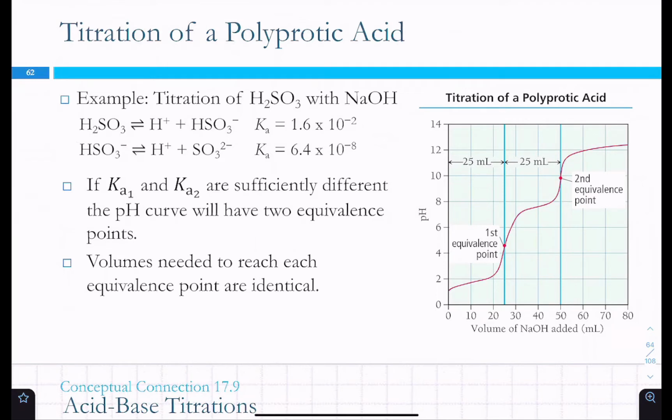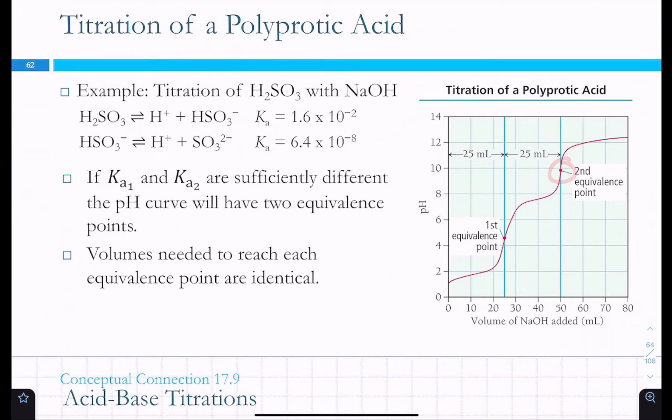Because it happens like this, think about the amount of base you have to add to get to the first equivalence point. If we take all of our H2SO3 and remove one proton from all of those, that's how much it takes to get to the first equivalence point. We still have the same amount of SO3 ions, but now they all just have one proton left. So it's going to take exactly the same amount of base to remove the second proton and get to the second equivalence point.